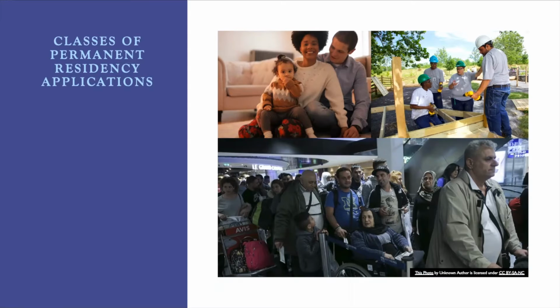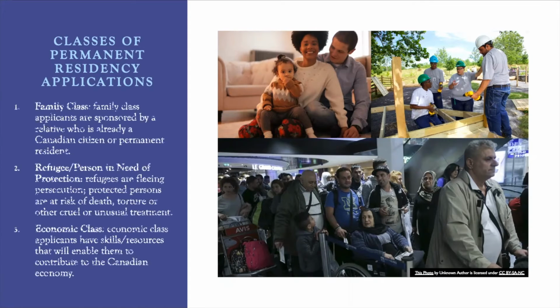There are three classes of applications for permanent residency. The first class is family class. Family class applicants are sponsored by a relative who is already a Canadian citizen or permanent resident. Then we have refugees or persons in need of protection. Refugees are individuals fleeing persecution, whereas protected persons are individuals who are at risk of death, torture, or other cruel or unusual treatment if they were to return home. Finally, we have the economic class. Economic class applicants are individuals who have skills and resources that will enable them to contribute to the Canadian economy.